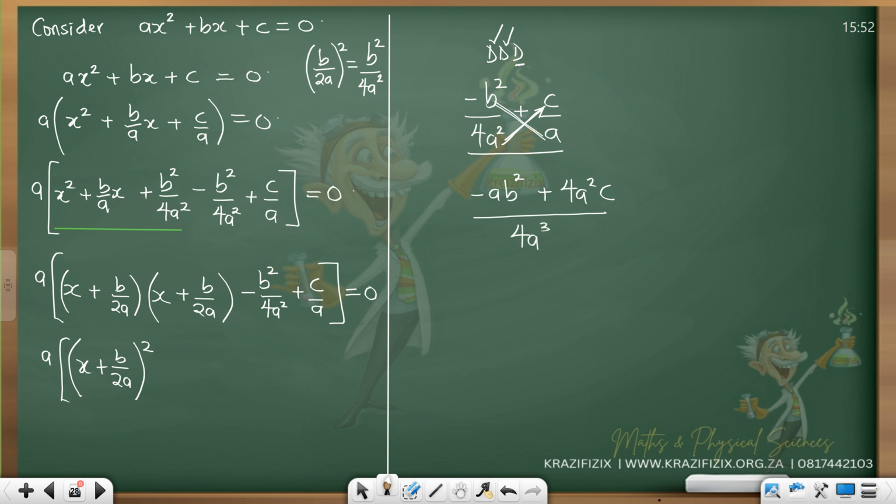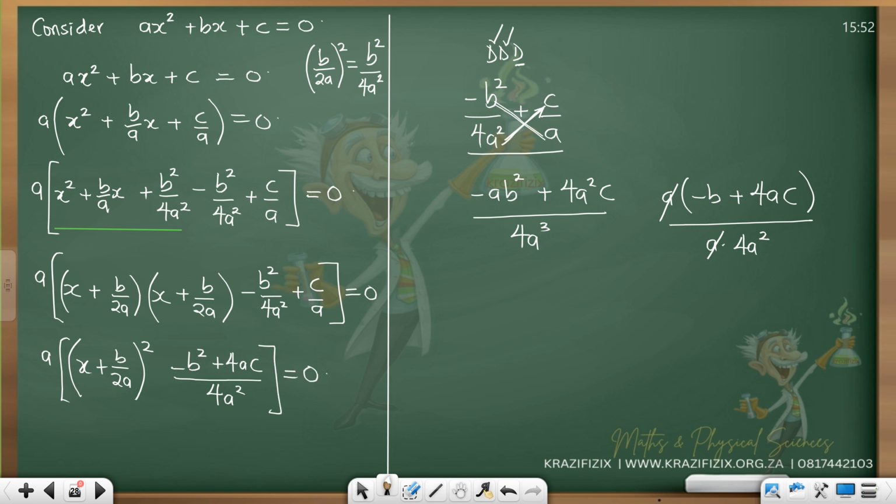4a to the power 3. But what is common? Do you notice a is common? So I'm going to have a. We did factorize yesterday. I hope that makes sense. Are we good? We're cooking. So what do we have? Minus b squared plus 4ac over 4a squared equals 0. Are we okay? Let me know.